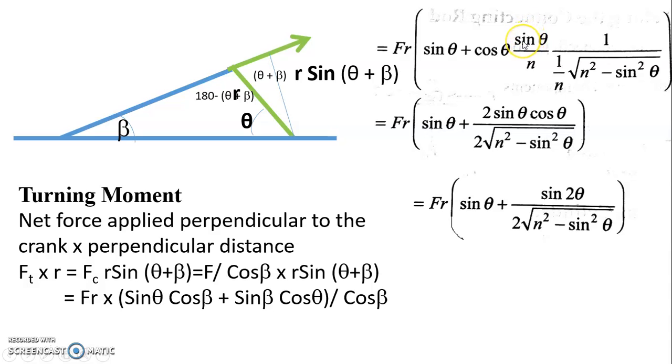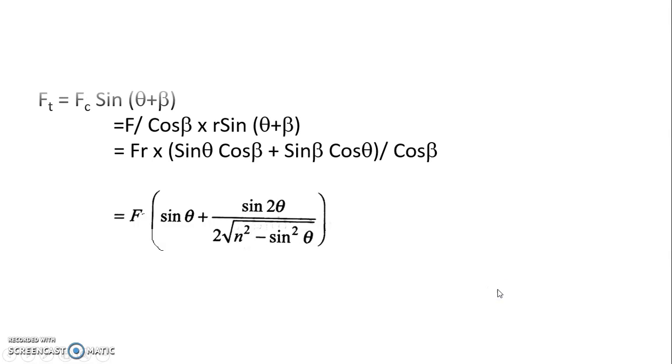And the expression for sine beta, we have already found. Sine beta is equal to sine theta by n, and cos beta is equal to 1 by n root of (n square minus sine square theta). Substituting this, you get Fr [sine theta plus 2 sine theta cos theta by 2 into root of (n square minus sine square theta)], that is Fr [sine theta plus sine 2 theta by 2 root of (n square minus sine square theta)]. And this is the expression for finding the turning moment.